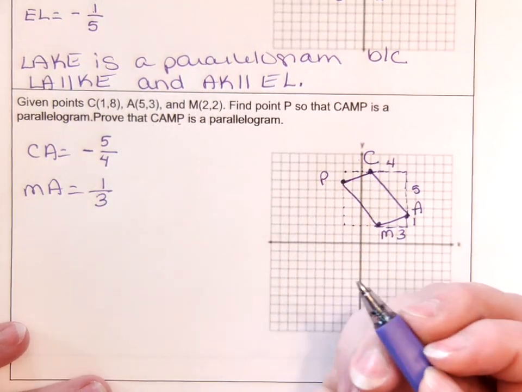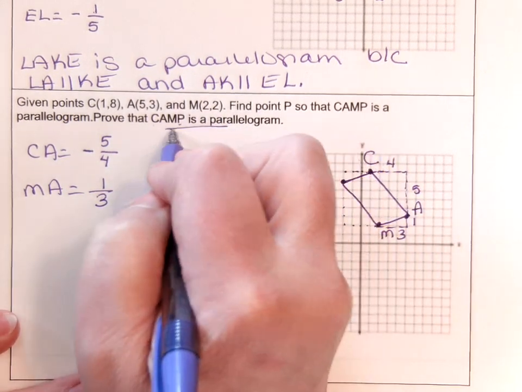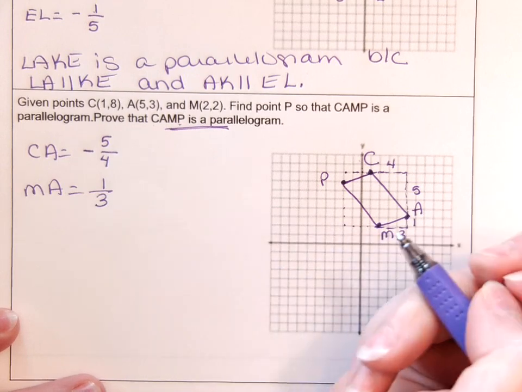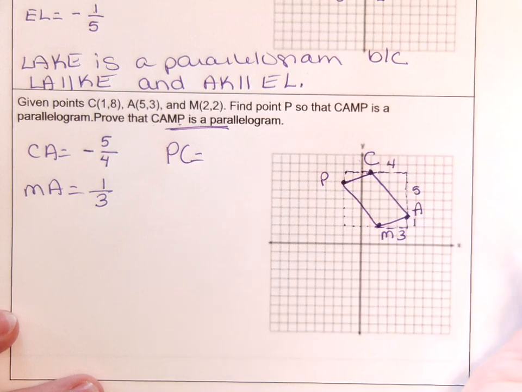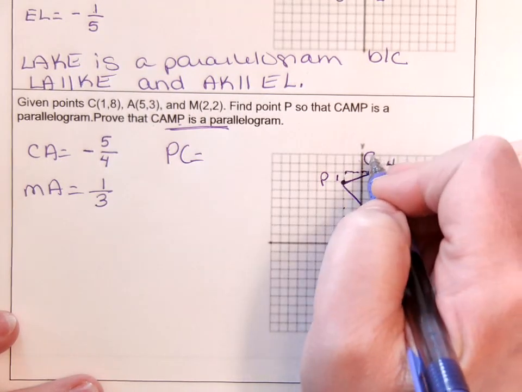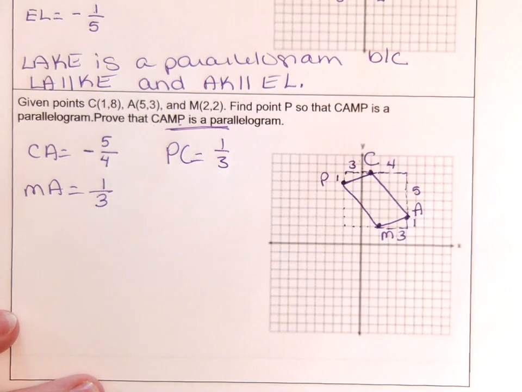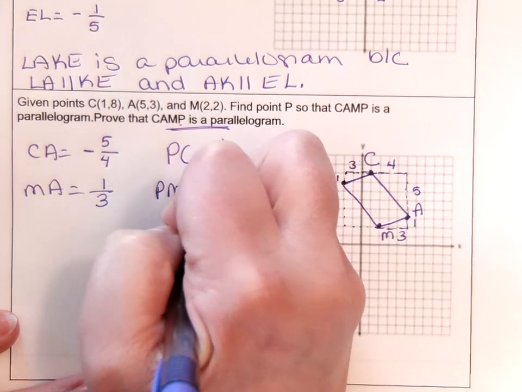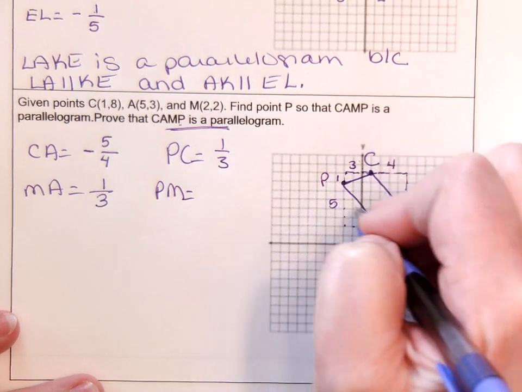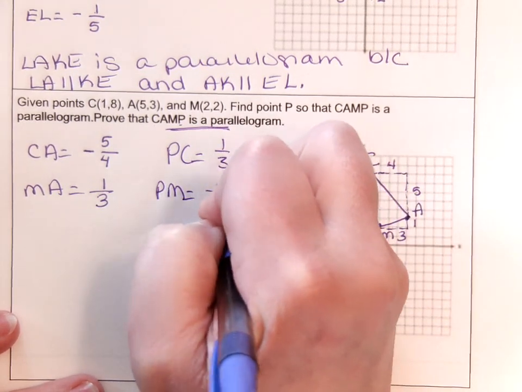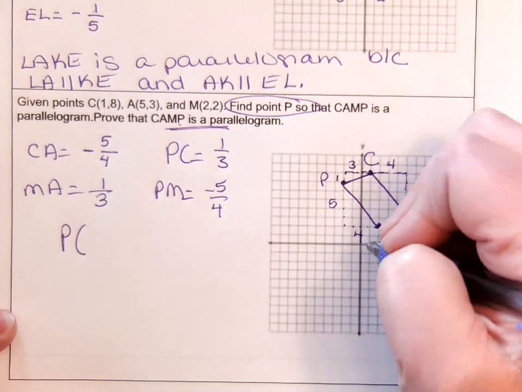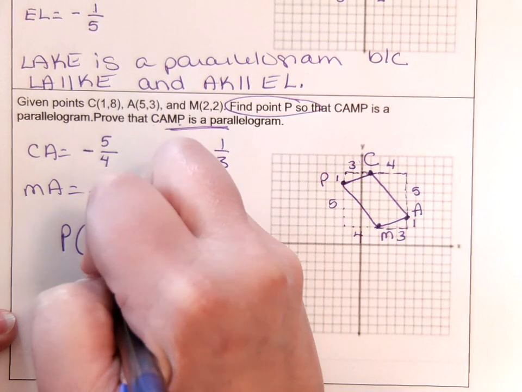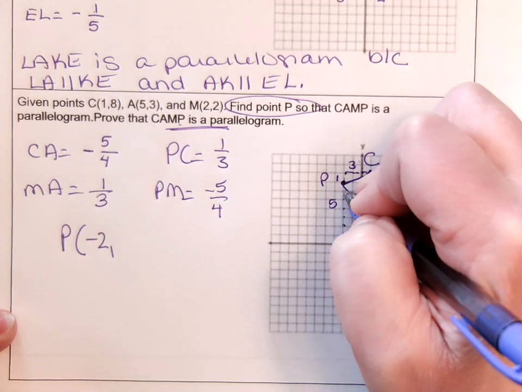So we need to also show those slopes to show that it's going to be a parallelogram. So PC, we found point P by doing that slope of 1/3. And then we tested PM by doing that -5 over 4 to test to make sure it worked. So it's going to work. It also wants us to state what point P is. So point P is at -2, and then 1, 2, 3, 4, 5, 6, 7.